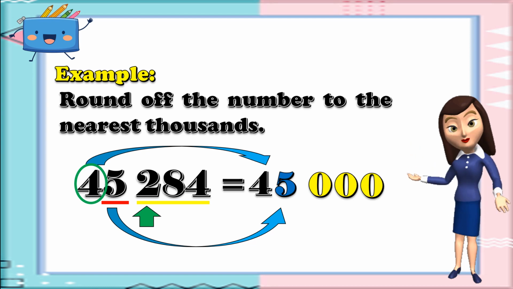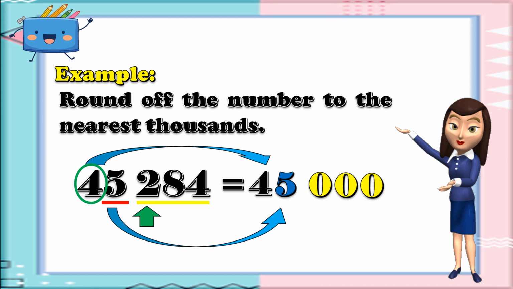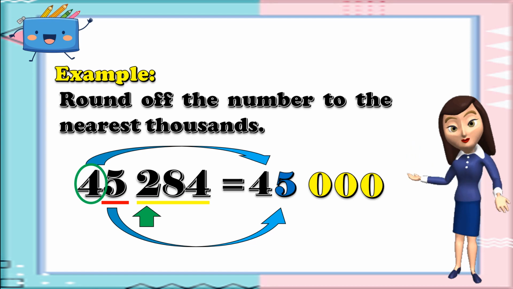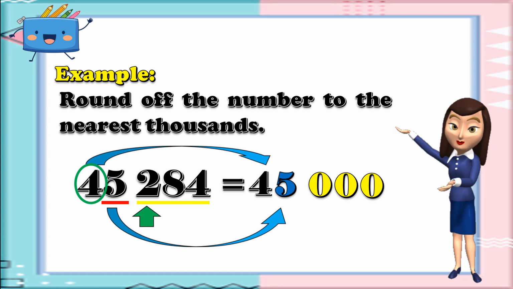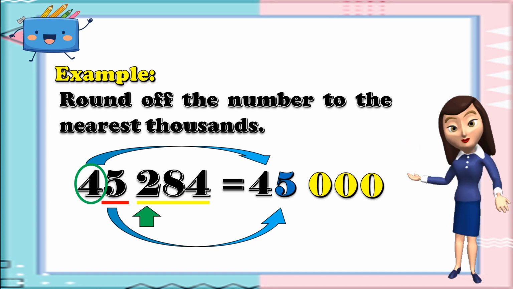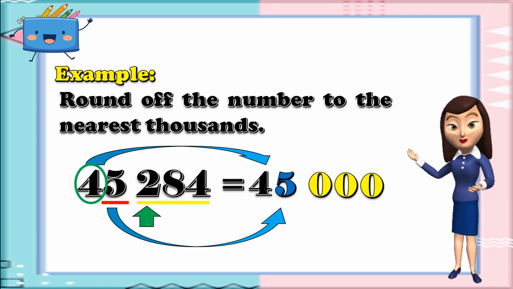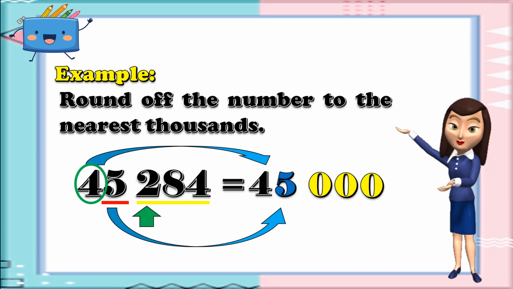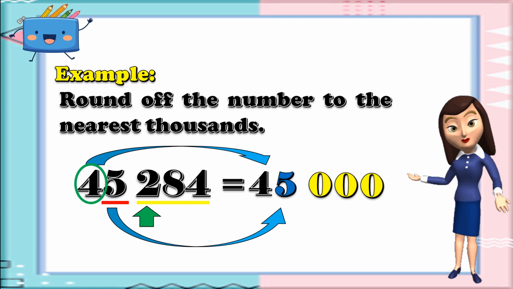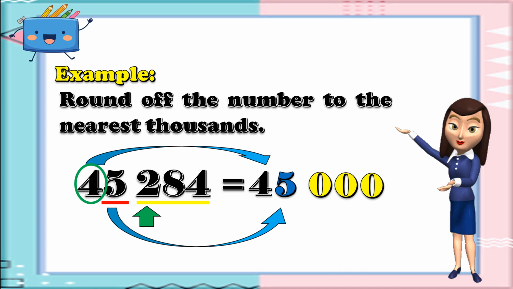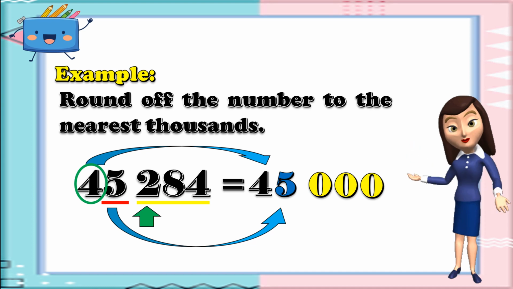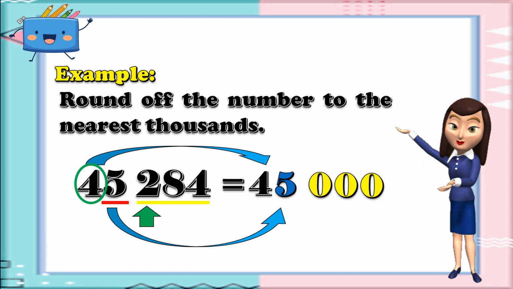So since 2, 8, 4, tatlo sila, so tatlong zeros din ang ating ipapalit. But oops! What will happen o ano ang mangyayari sa 4 dito? Since hindi naman siya kasama sa in-round off natin, kopyahin lang din natin siya dito bago ang 5. So therefore, 45,284 rounded to the nearest thousands, the answer is 45,000.